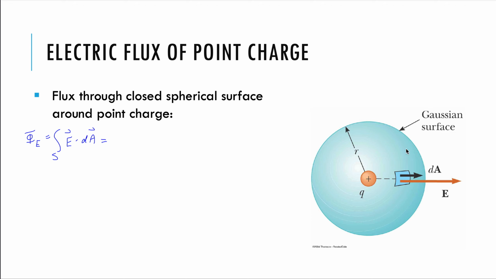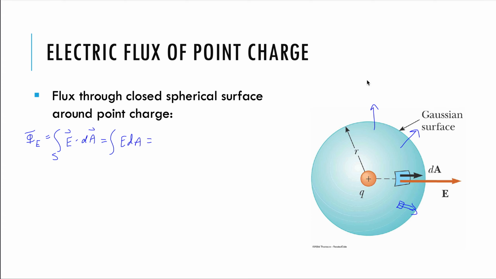So in this case, if we're trying to first get rid of this dot product here, we can see that for any patch on the spherical surface, the electric field is parallel to that area vector, right? Because both vectors are going outward perpendicular to the surface. So we can get rid of the dot product. That is the first thing. And then the next thing is to realize that E is constant. We can take it out of the integral.